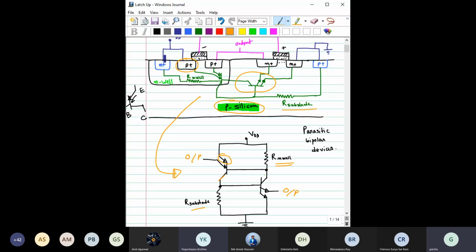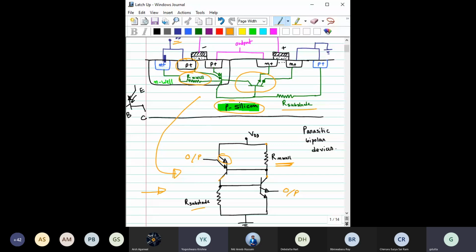And you have this collector region. The collector region is formed by this N region and this N plus region, and this collector is connected with VDD through a resistance Rn well. So if you want to model it, because electrically you cannot simulate this, you need some RC transistor combination. That will be the circuit for electrical simulations.